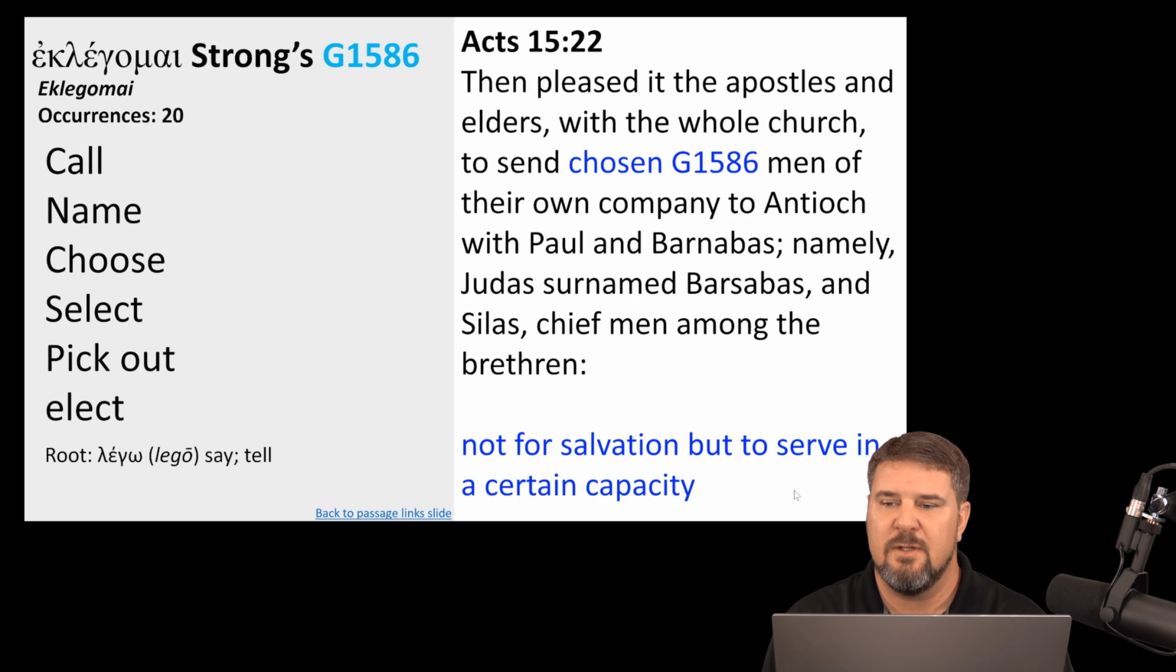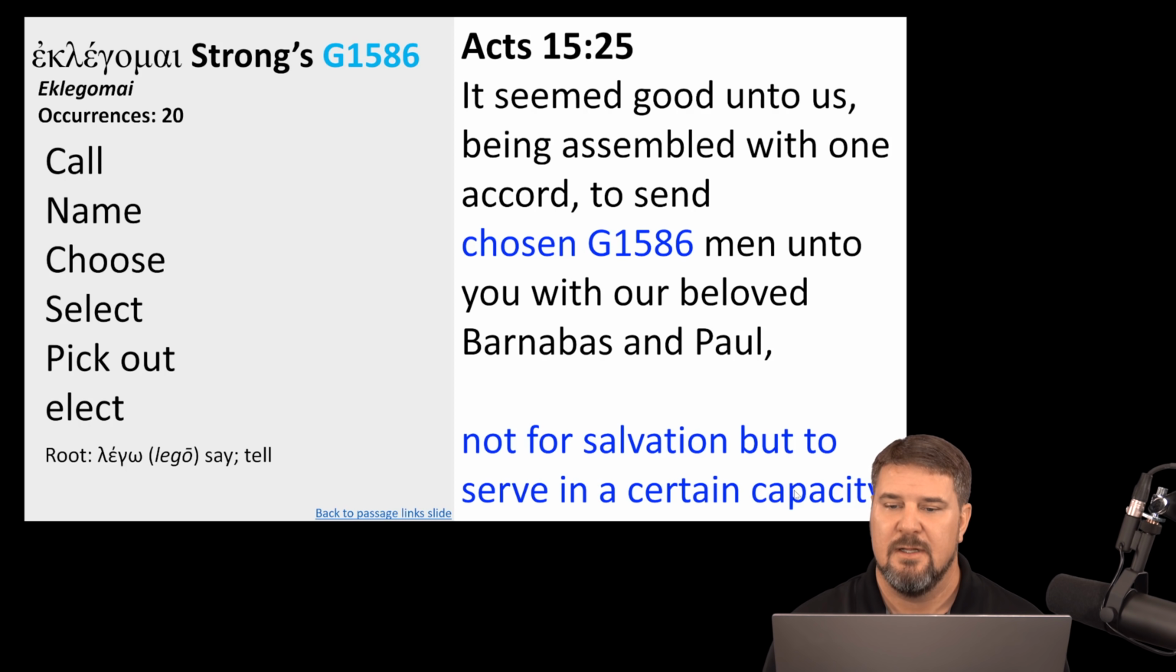Acts 15:22, then it pleased the apostles and the elders with the whole church to send chosen men of their own company to Antioch with Paul and Barnabas, namely Judas, surnamed Barsabbas, and Silas, chief men among the brethren. Not for salvation, but they're chosen to serve in a certain capacity. Acts 15:25, they assembled with one accord to send chosen men to you with our beloved Barnabas and Paul. And again, men chose other men, not for salvation, but to serve in a certain capacity.